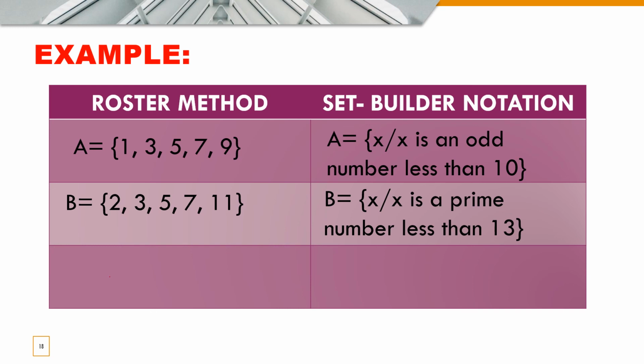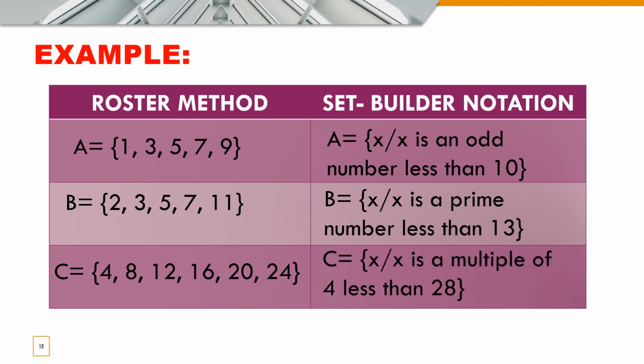And lastly, we have 4, 8, 12, 16, 20, 24. So how will you describe this set in set builder notation? Right! Set C is the set of all x such that x is a multiple of 4 less than 28. 4, 8, 12, 16, 20, 24 are all multiples of 4 less than 28.